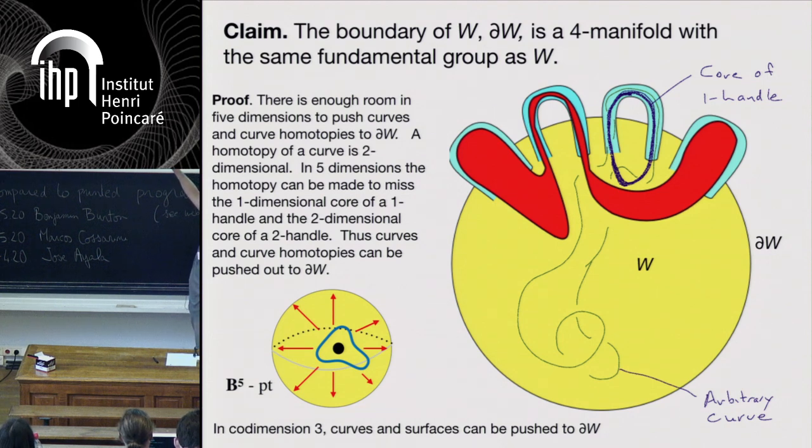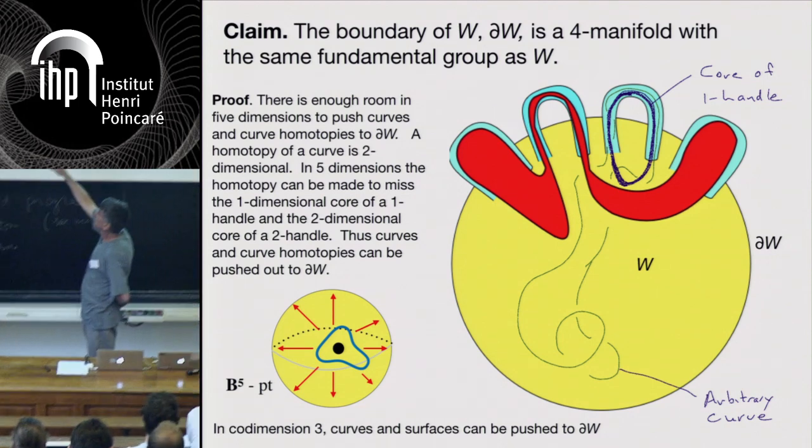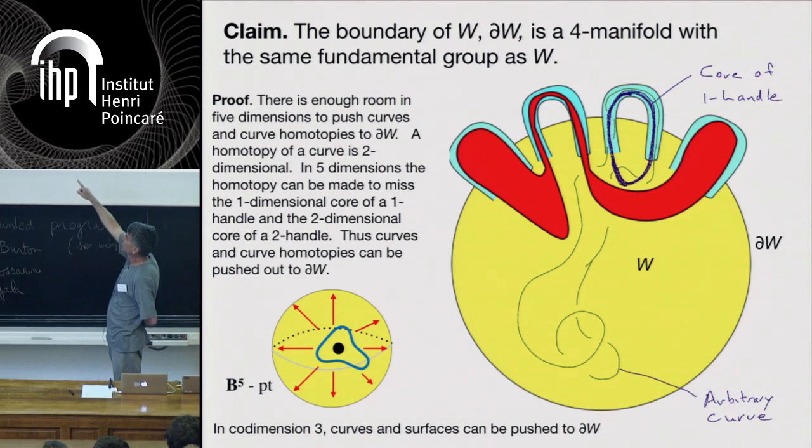If I have a curve in the 3 ball, here I've drawn at the lower left a 3 ball, and it says it's a 5 ball, but you can actually see it as a 3 ball here. And if I remove the center point of that ball, then I claim that pi 1 of the boundary is the same as pi 1 of the 3 ball minus a point. They have the same fundamental group.